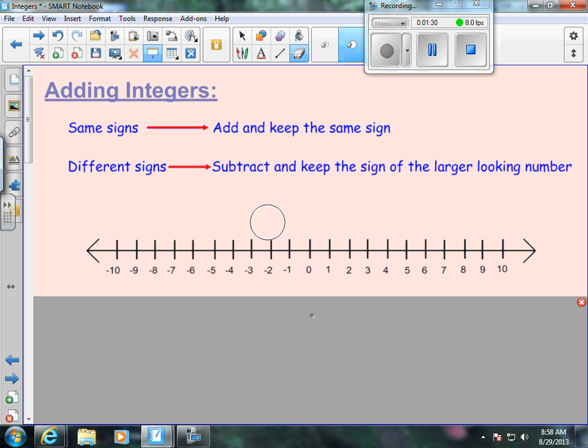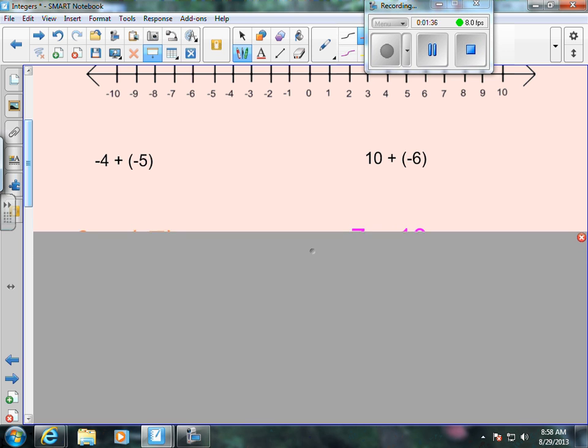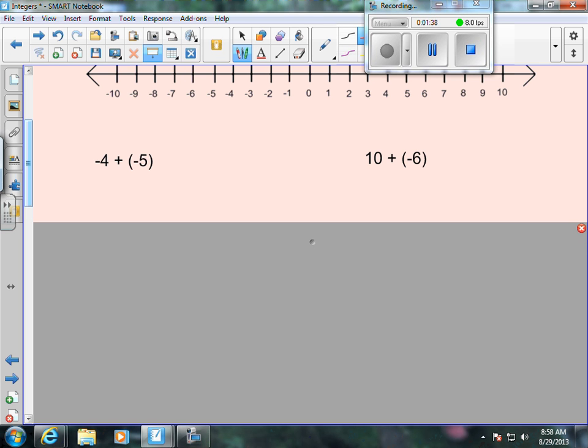We're going to go ahead and look at a few more examples before we move on to subtraction. -4 plus -5. Both numbers are negative. That means same signs. We're going to add them and keep the same sign.